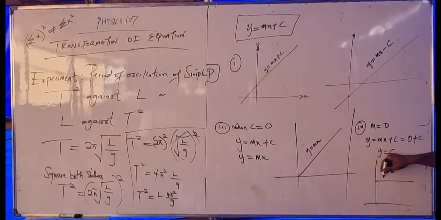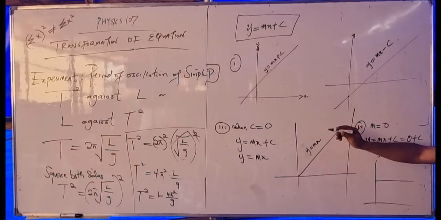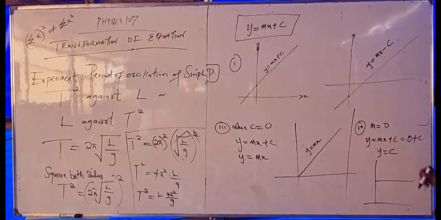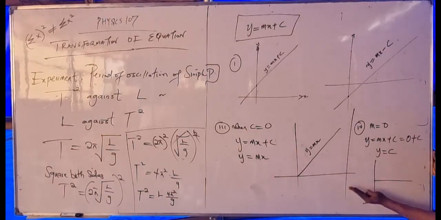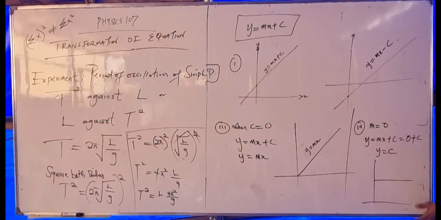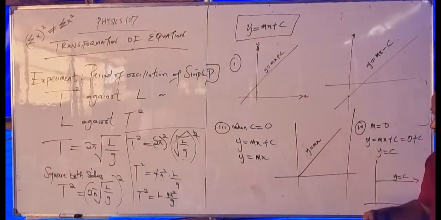It's a straight line graph this way. There's no slope. Slope means a slant line. So since my M is 0, there will not be any slant to the line. That line will be parallel to the X axis. Are you following now? To be a straight line graph, at this point we have y equals c.